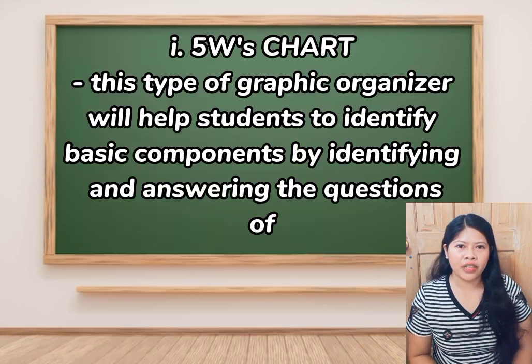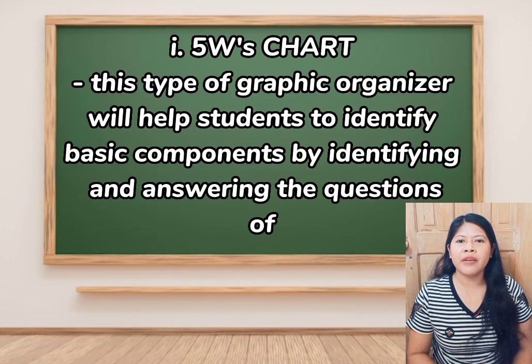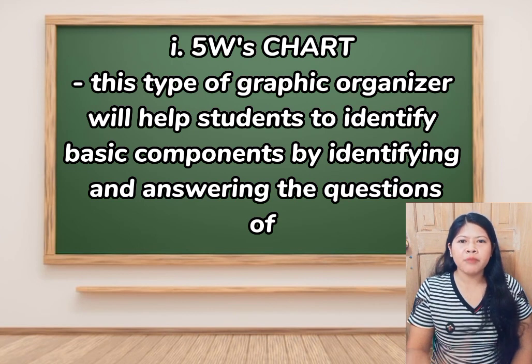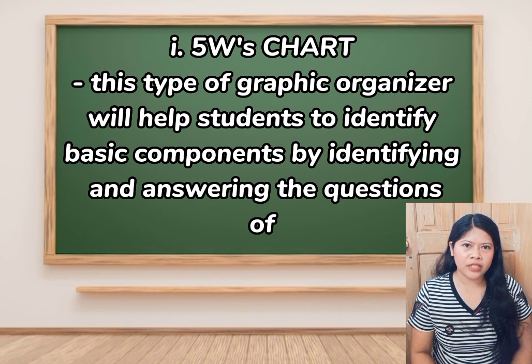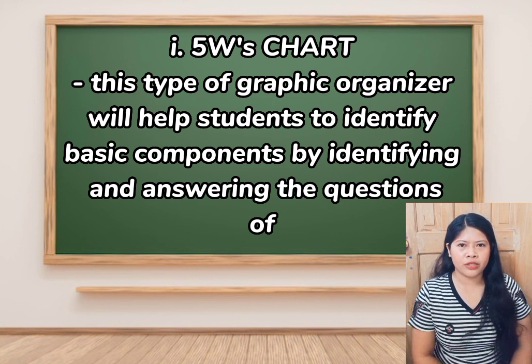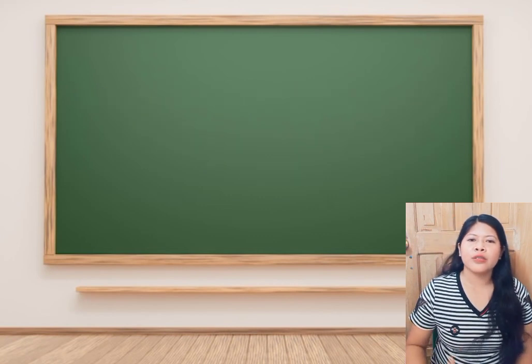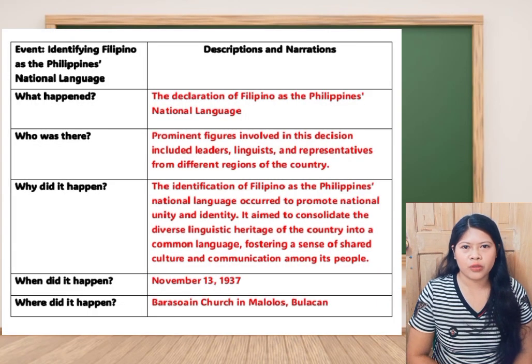And the last type of graphic organizer is the 5Ws chart. This type of graphic organizer will help students to identify basic components by identifying and answering the questions of what, who, why, when, and where. So here is an example presented on the screen.